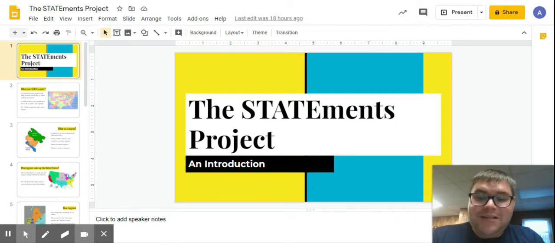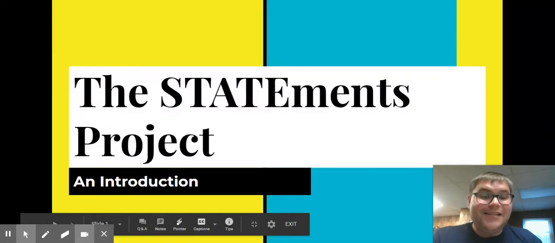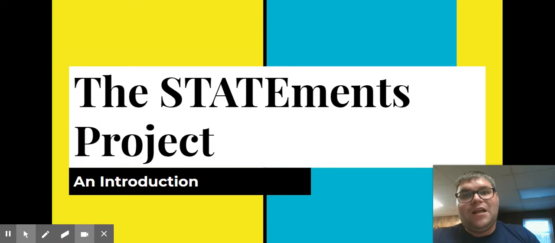We're going to start with a Statements Project. The Statements Project is a part of your social studies curriculum that you're required to know. We are going to learn all about the 50 states and their capitals, as well as the territories and their capitals. But I'm not just going to have you memorize the states and capitals. We're going to go a little bit further than that and learn some interesting details about each state and the regions that the states make up.